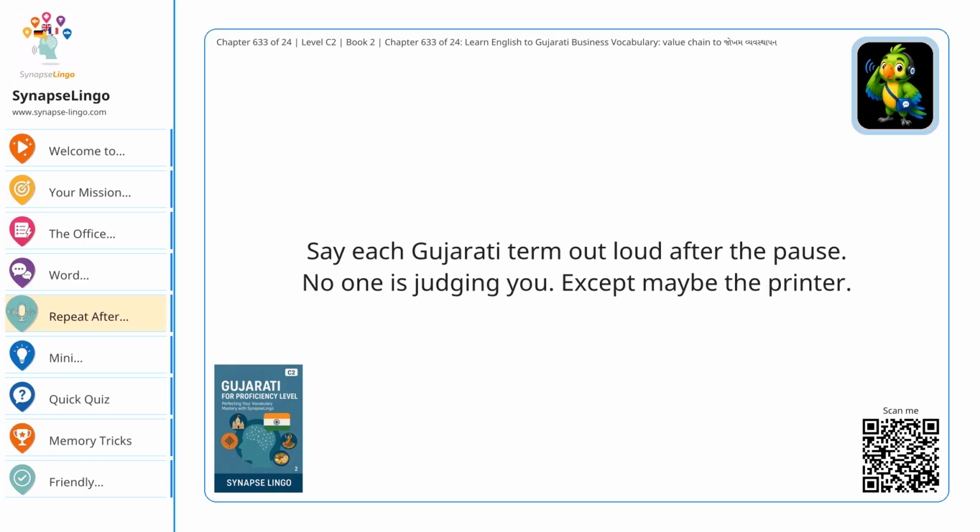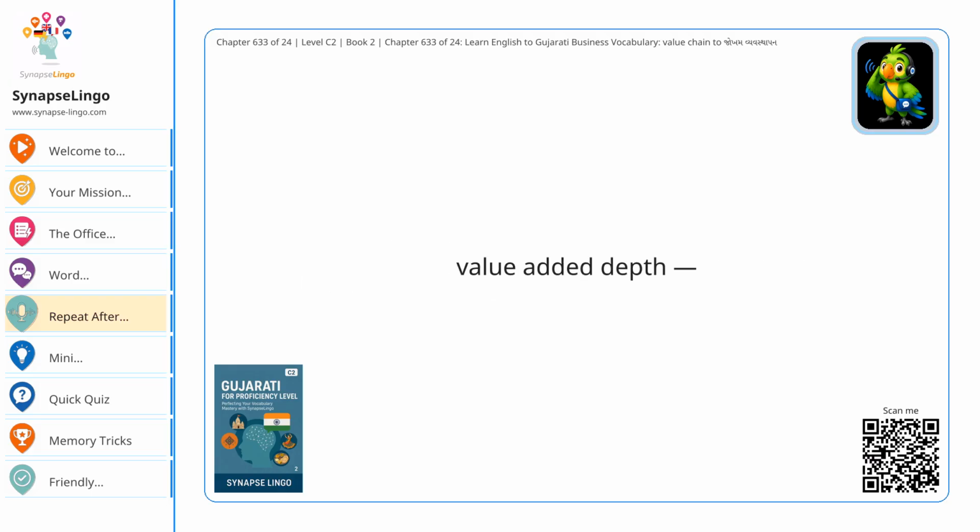Repeat after me. Say each Gujarati term out loud after the pause. No one is judging you. Except maybe the printer. Value added depth. મૂલ્યવર્ધનની ઊંડાઈ. Value chain. મૂલ્ય શૃંખલા. Capital allocation. મૂડી ફાળવણી. Contribution margin. ફાળો માર્જિન.